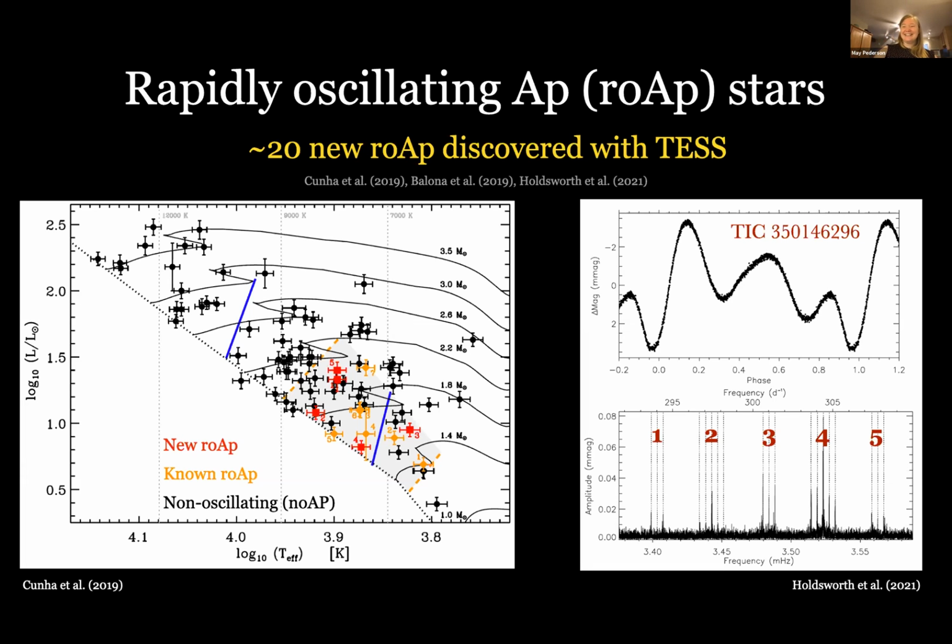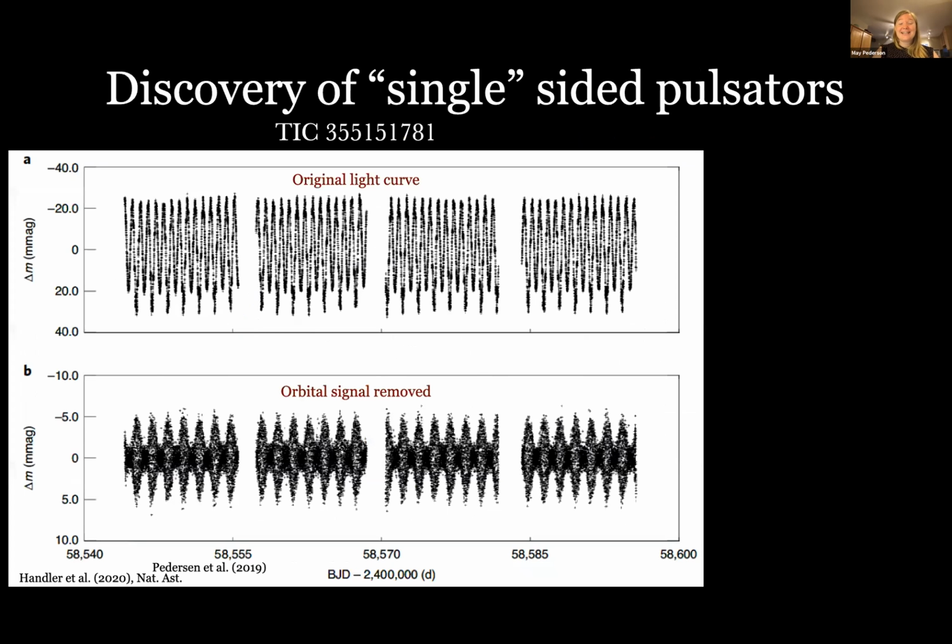Now the last new discovery for these types of stars I wanted to mention before moving on to the rest of the HR diagram is the discovery of single-sided pulsators. These are stars in binary systems where you see on top the orbital signal from the variation due to binarity in the light curve. And on the bottom panel, you see what the oscillation signature looks like for this star once the orbital signal has been removed.